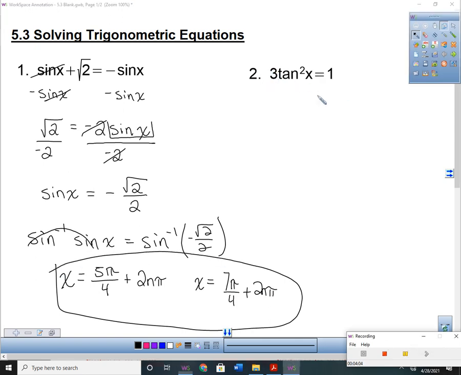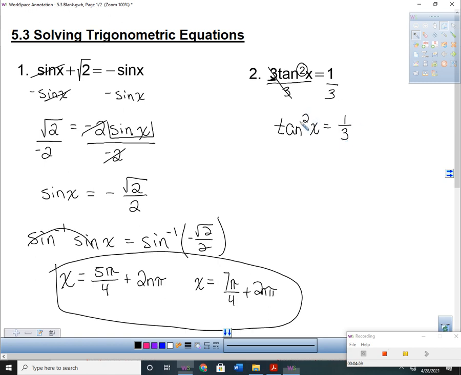All right, so on number 2, I'm trying to get tangent x by itself. So I have to get rid of this 3 that I'm multiplying by, and then I'll also have to get rid of the squared as well. So first, I'm going to take care of the 3. I'm going to divide by 3. So that gives me tangent squared x is equal to 1/3.